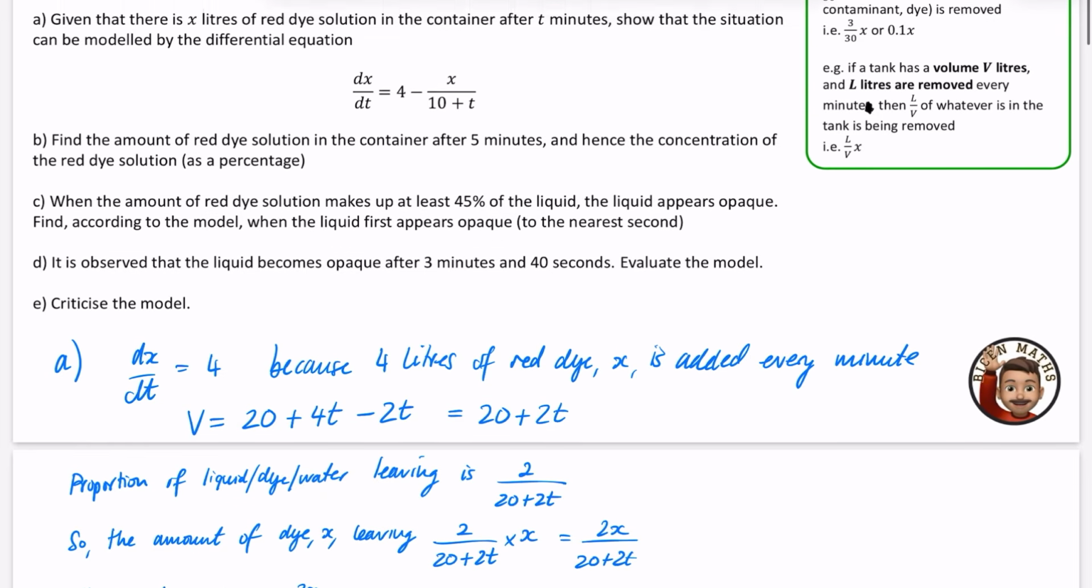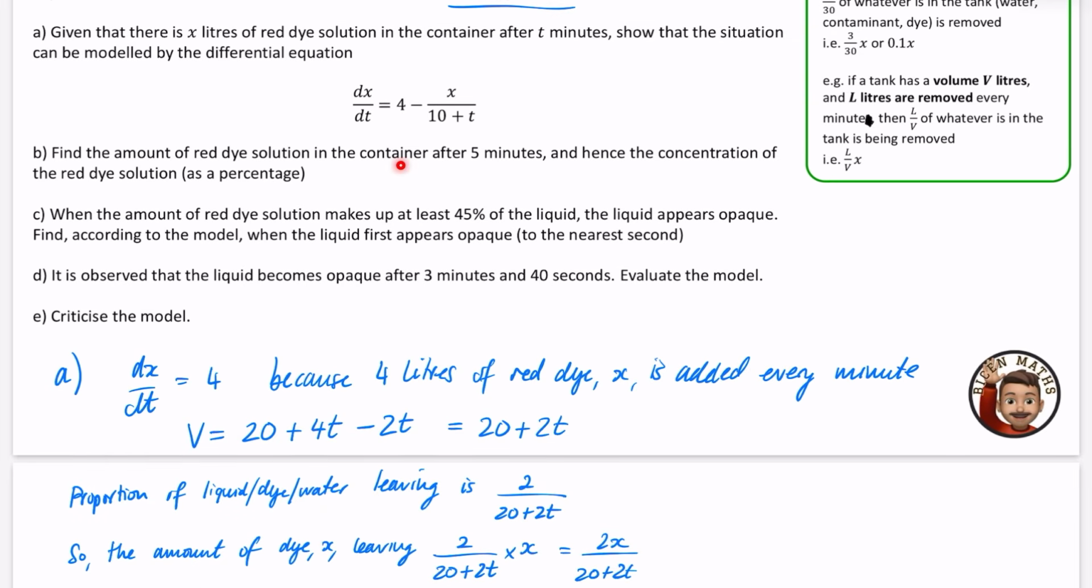And then part B of the question says, find the amount of red dye solution in the container after 5 minutes, and hence the concentration of the red dye solution as a percentage. Well, let's just deal with this first part. We're going to find the amount of red dye solution in the container after 5 minutes. In other words, we are going to solve this differential equation. I haven't put a reminder of how to do this. You should have had a look at that in the previous chapter summary.